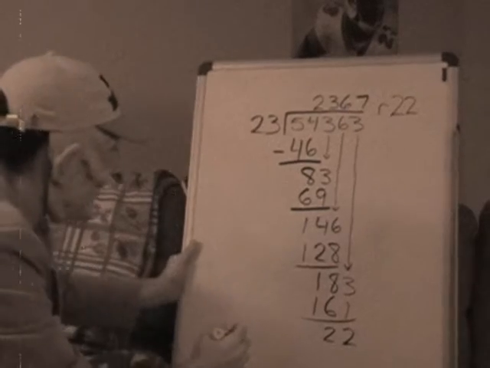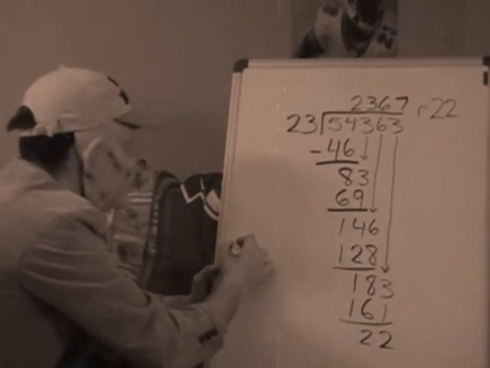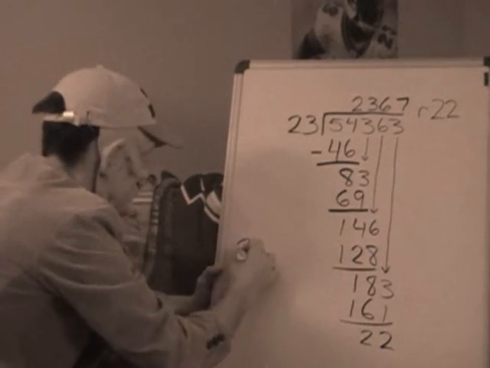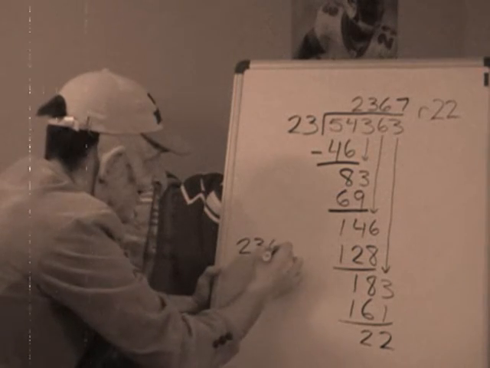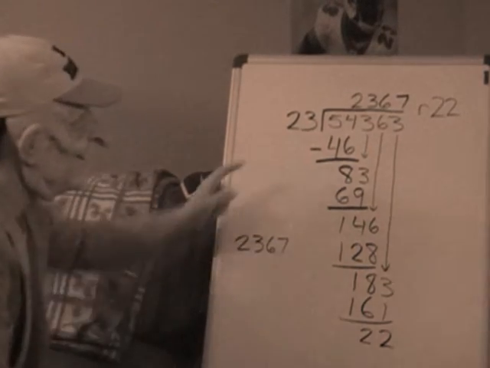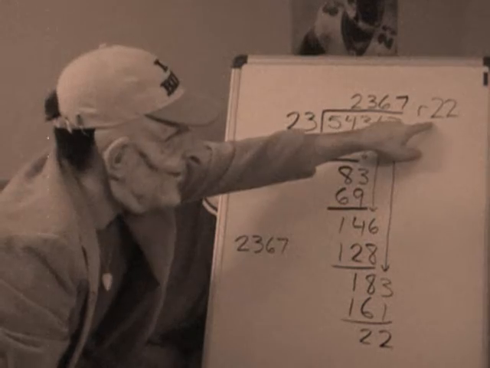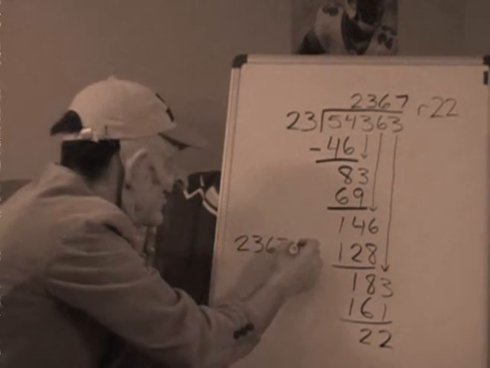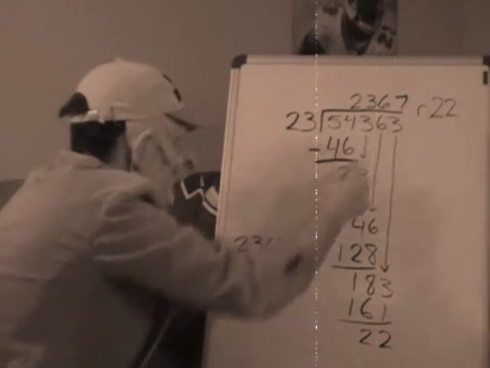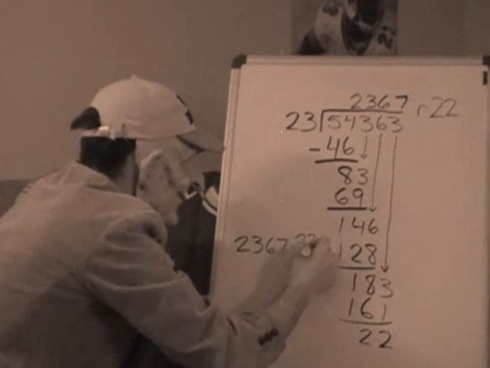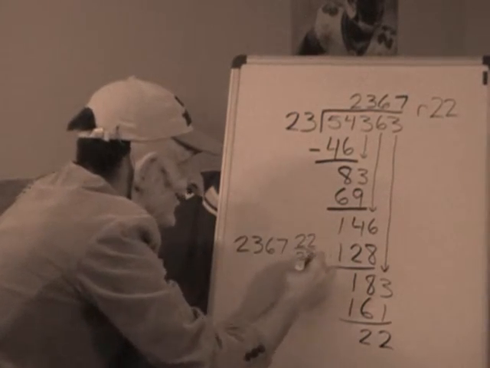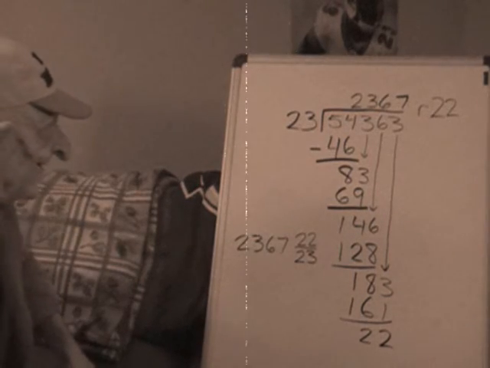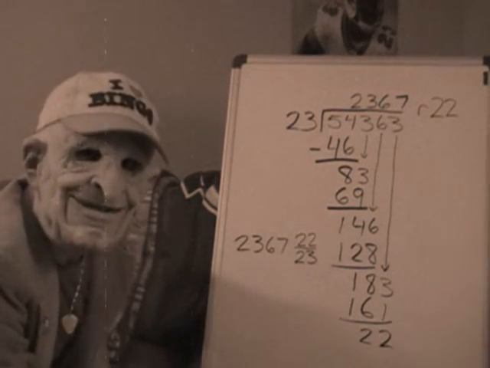So let me write the final answer right over here. We got 2367. And then I need to write this remainder as a fraction of the divisor. Well, let's do that. Let's say 22 on top. 23 on the bottom. And that is how we used to do it.